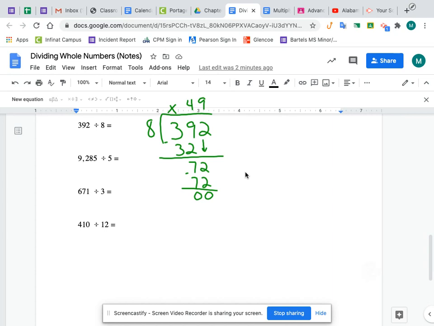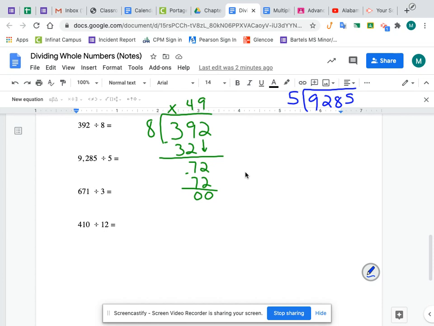Moving on to the second problem, 9,285 divided by 5. Now you might ask, is there a way to see if these are going to come out evenly? Well, I could have looked at the first one and thought, you know what, 8 is an even number, 2 is an even number, so there's a chance. This one, if I'm dividing by 5 and 5 is my last number, I know it will come out evenly.